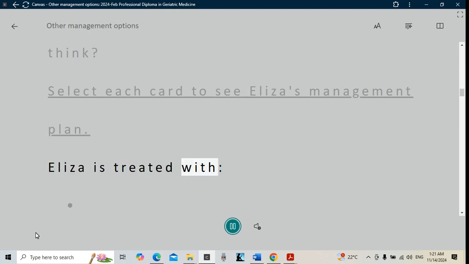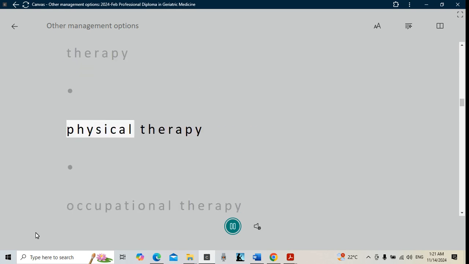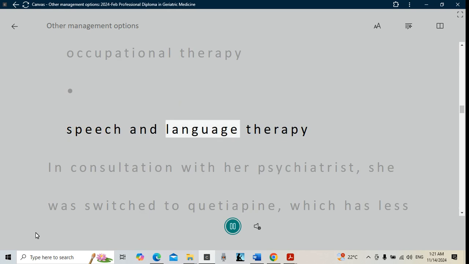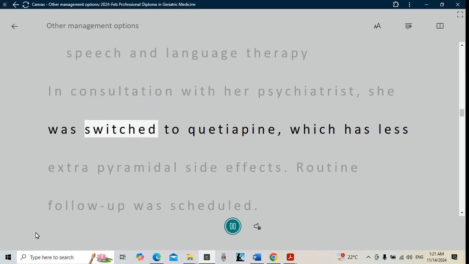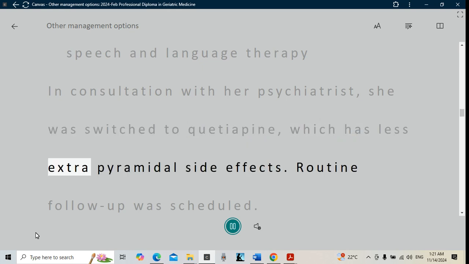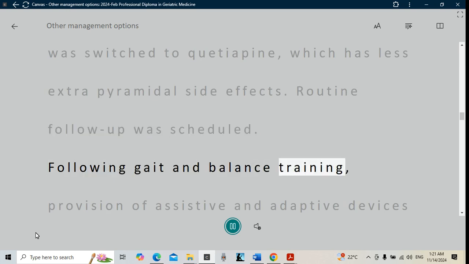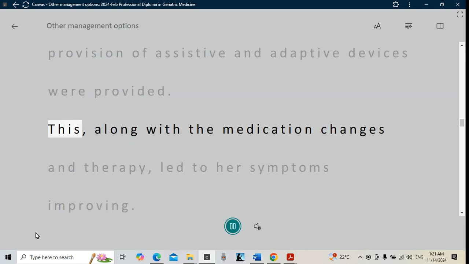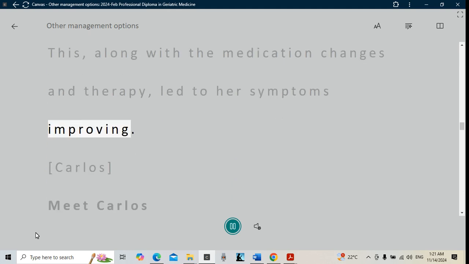Eliza is treated with slow weaning of her antipsychotic therapy, physical therapy, occupational therapy, speech and language therapy. In consultation with her psychiatrist, she was switched to quetiapine, which has less extrapyramidal side effects. Routine follow-up was scheduled. Following gait and balance training, assistive and adaptive devices were provided. This, along with the medication changes in therapy, led to her symptoms improving.